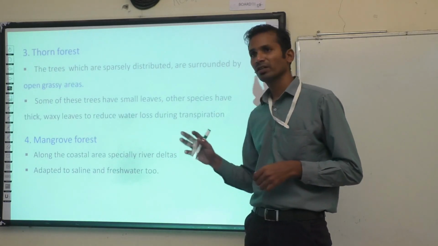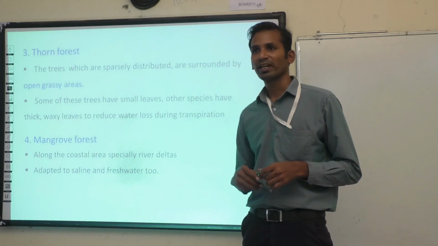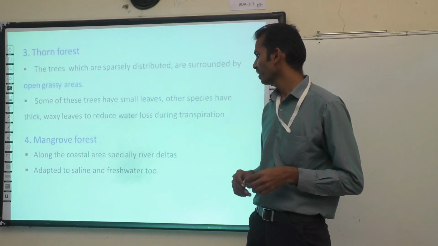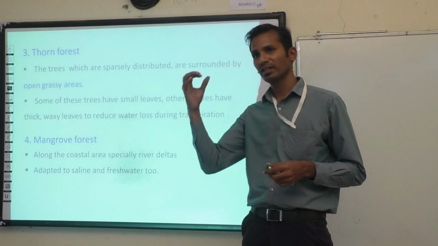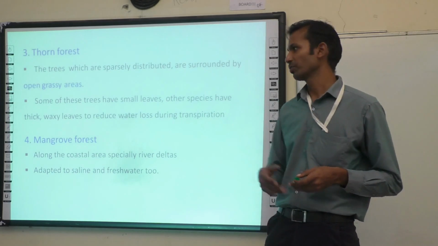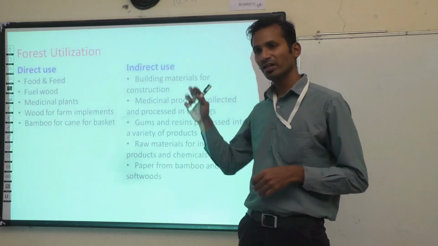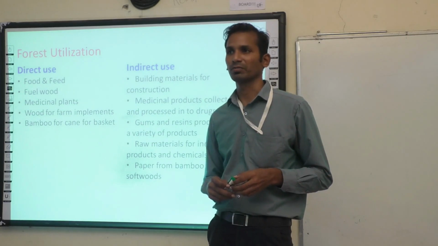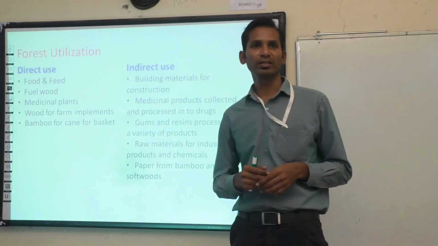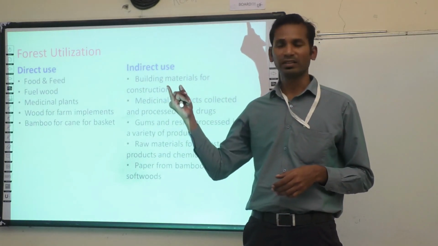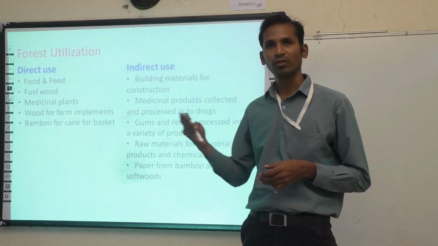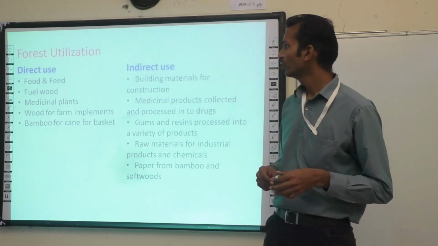Here also there are some adaptations, like modified stems or amplified roots found in these mangrove forests, which are able to take in atmospheric oxygen through those adventitious roots. So these are the major kinds of forest ecosystem. As we see, forest ecosystem is classified into four major types: deciduous, evergreen, coniferous, thorn forest, and then lastly mangrove forest.